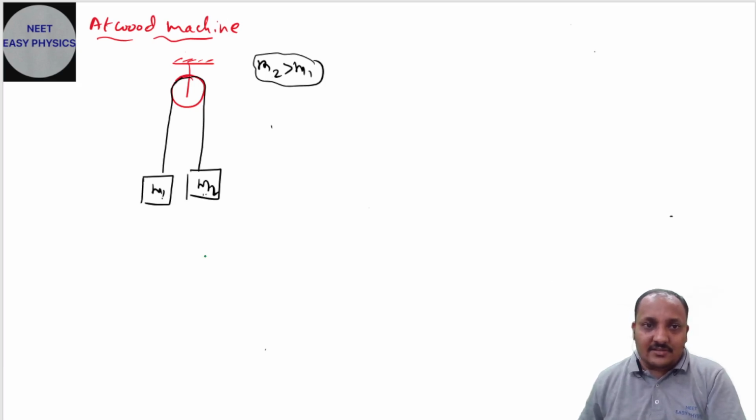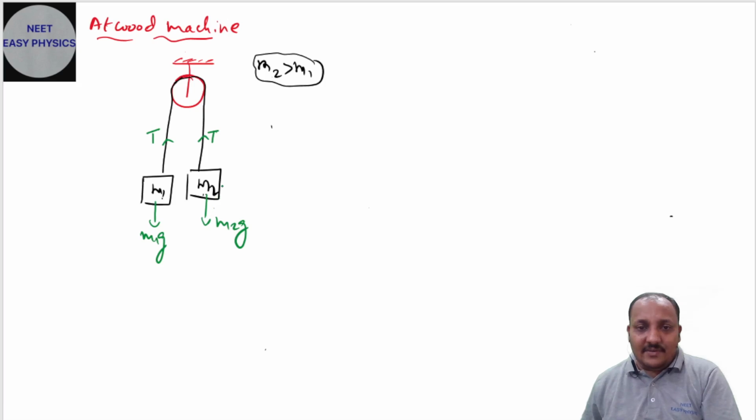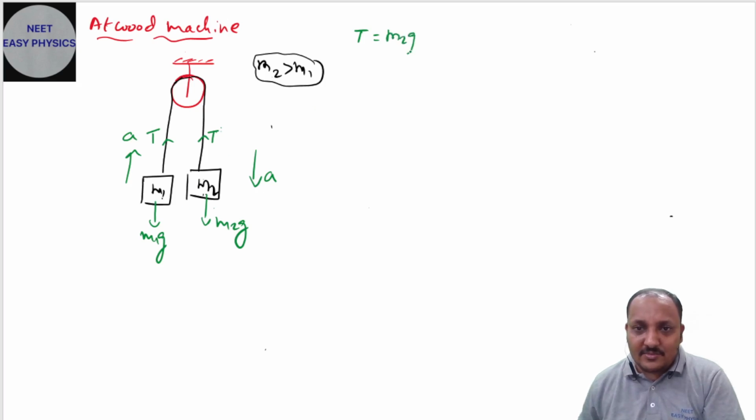Always the gravitational force will act, M2G downwards and M1G downwards. Since both are connected by the same string, the tensional force developed in the string is also going to be the same. If M2 is greater than M1, M2 will move downwards with acceleration A, and M1 will move upwards with the same acceleration. I told you already, if M2 is moving downwards, what is the tensional force? T is equal to M2G minus M2A. Downwards means minus. Call it equation number 1.